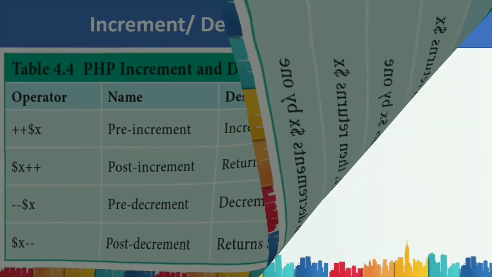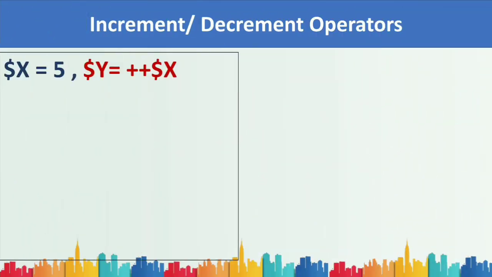So let's see with an example. So first of all, here we do have two variables x and y. So x is assigned with the value 5. So $x means it is the name of the memory box, that is the variable. And it is holding the value 5. And for y, we do have an expression here. $y is equal to plus plus $x. So what is plus plus $x and what will be the value of y?